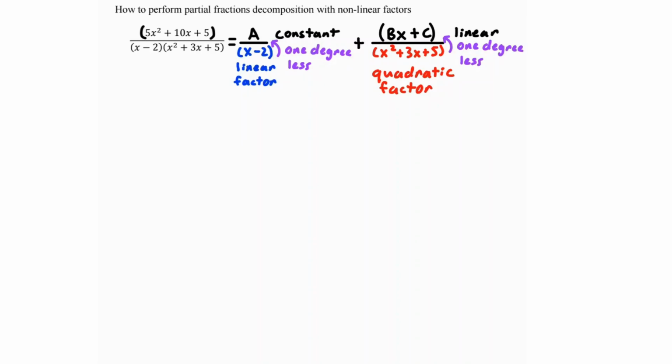and the 5x squared plus 10x plus 5. All right, let's get rid of all the denominators. Let's multiply both sides by the original denominator, x minus 2 times x squared plus 3x plus 5, and let's see what cancels. On the left side of the equal sign, there's x minus 2 and x squared plus 3x plus 5 in both the numerator and denominator, so those cancel out, leaving 5x squared plus 10x plus 5.